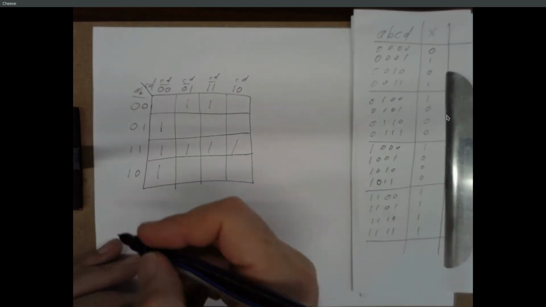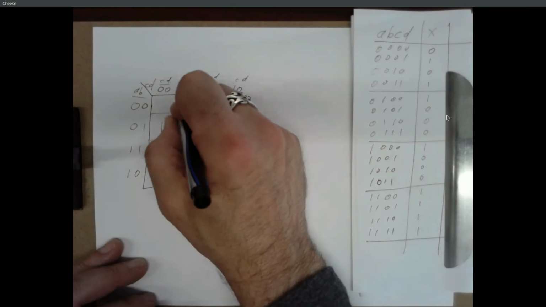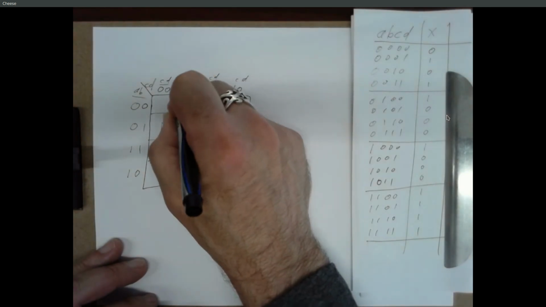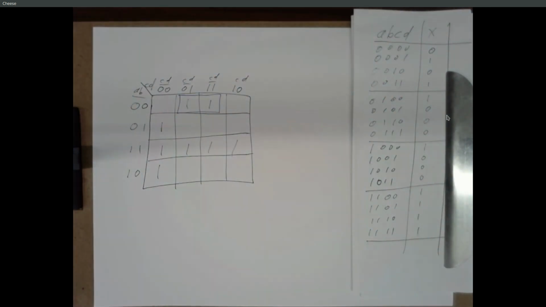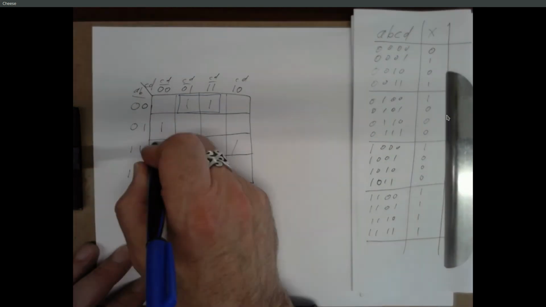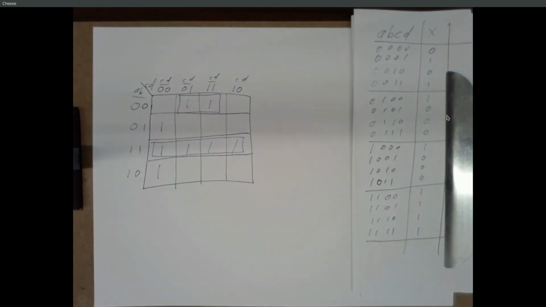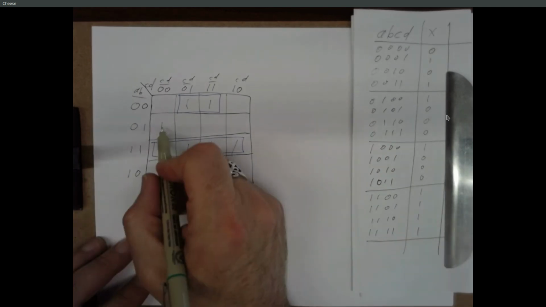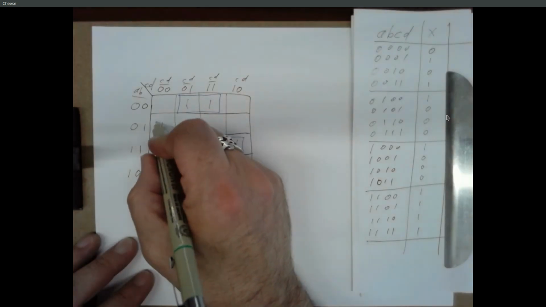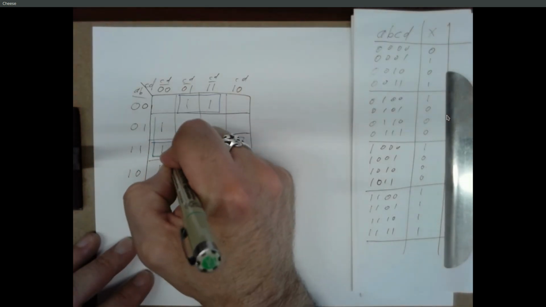Okay, so let's start making some rectangles. Well, I can cover these ones with a 1 by 2 rectangle. And there's a bunch of ones I can cover here with a 1 by 4 rectangle. Now you've got to cover every single one. You can cover things more than once, but you have to cover every one, and you're not allowed to cover any zeros. So to cover this one, I could draw a rectangle like this, but I could make a bigger rectangle like this.